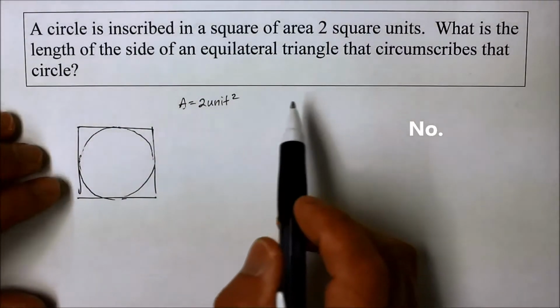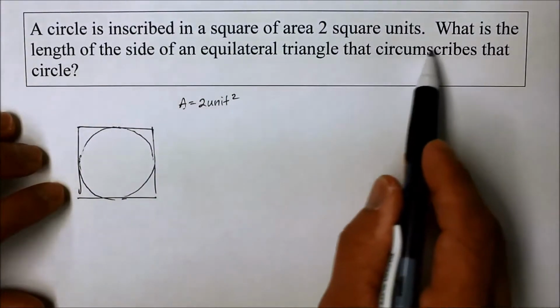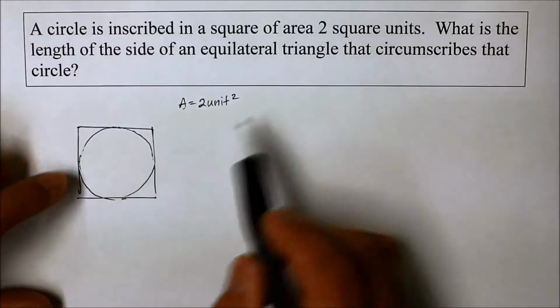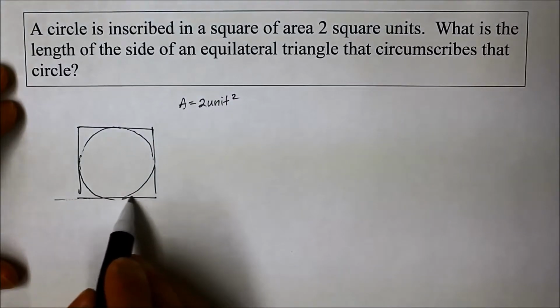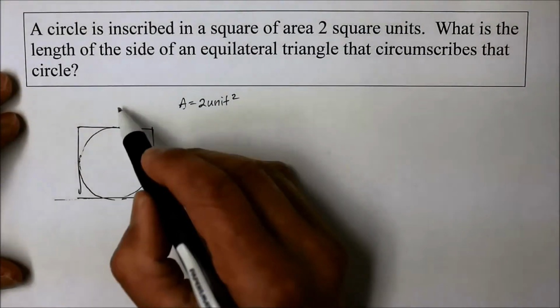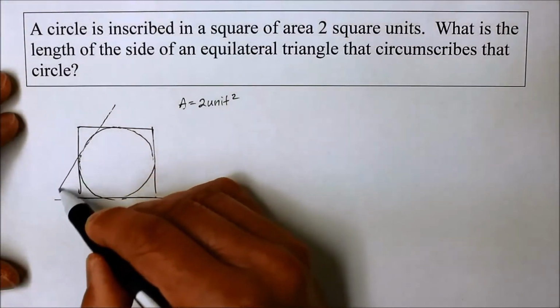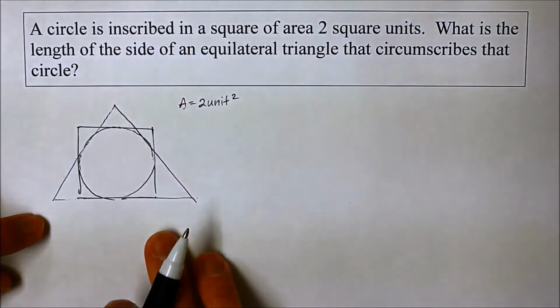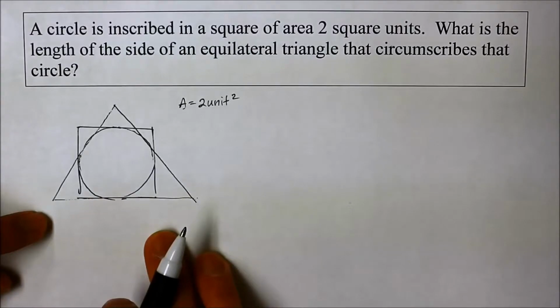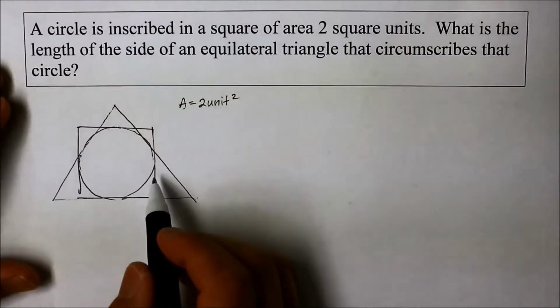And then it says, whatever you find, there's a triangle that circumscribes this circle. So let's put it somewhat symmetrical. Here's the base of the triangle. And here's what I'm going to draw. There it is. Yeah, figured that out, huh? Go ahead, try it. Okay, so here's what I'm getting.